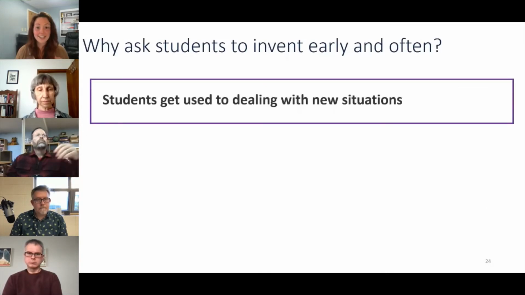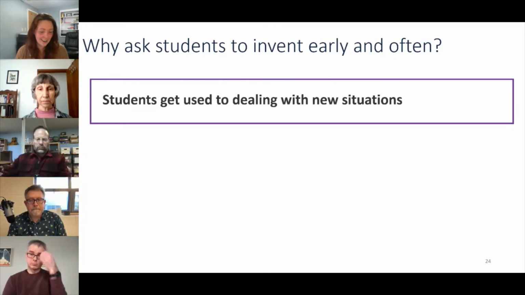Like I was saying, they get used to dealing with new situations. If we keep telling students what to do, they're never going to learn how to get the confidence and the habit to just try. I usually don't like to talk about just doing things in physics and in learning, but sometimes you do just have to try.